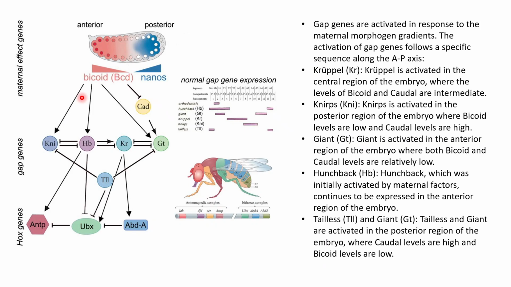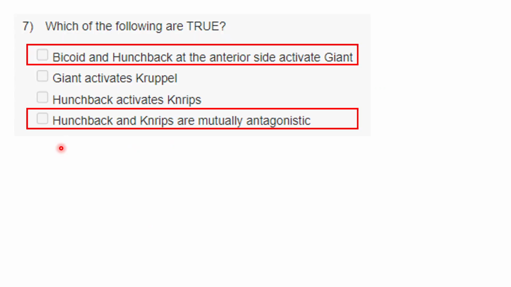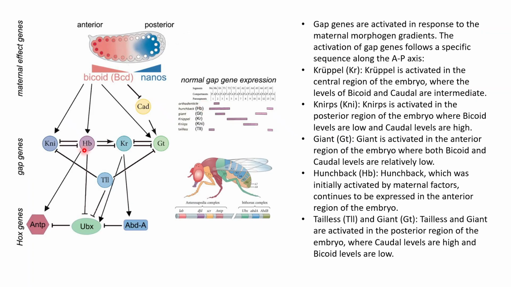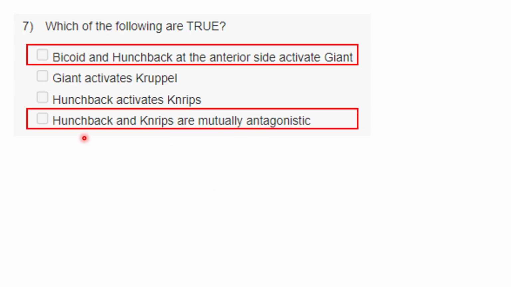Giant activates cripple, which is actually not true, whereas giant inhibits cripple. High levels of giant will inhibit cripple and high levels of cripple will inhibit giant. So hunchback in a form also plays a role in inhibiting giant through cripple. Hunchback can lead to expression of cripple or can lead to inhibition of cripple. Whereas knirps, if you see another gap gene, hunchback activates knirps. Hunchback does not activate knirps, it inhibits knirps. And hunchback and knirps are mutually antagonistic.